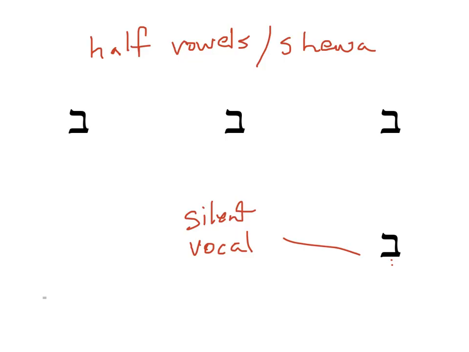Next, there's the schwa combined with a patak, which is a hatuf patak, and that's a short ah sound, as in father, just a shorter sound. Next is the hatuf sagol, which is the short e sound, as in enter. Next is the hatuf kametz sound, which is a short o sound, as in old.